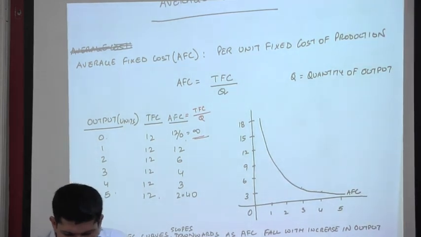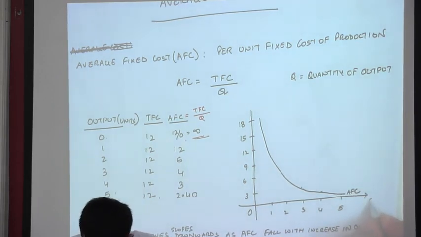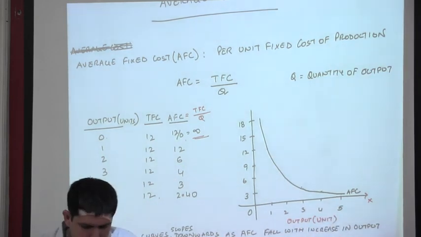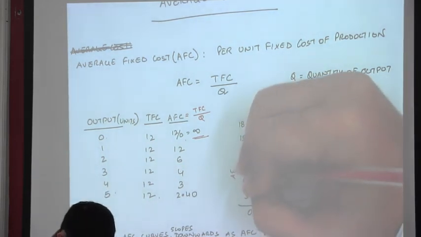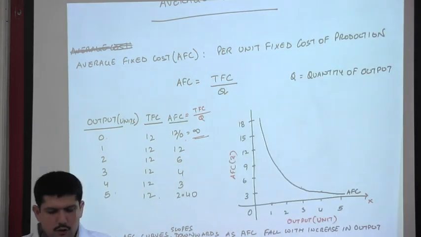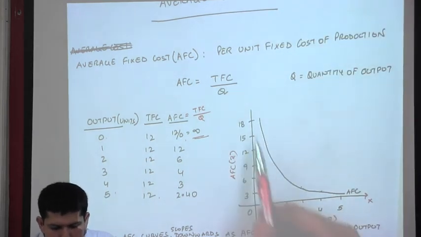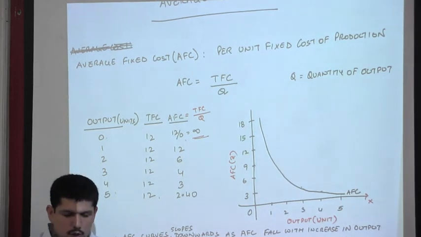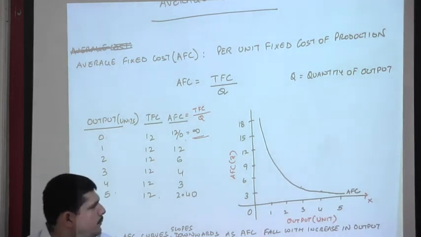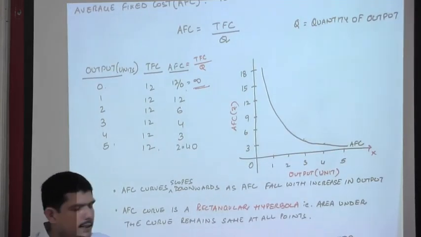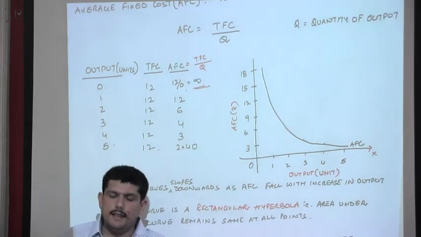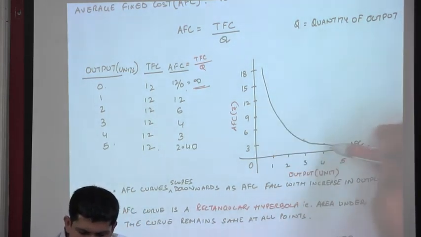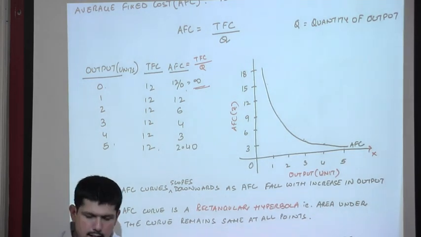As the output increases, this x-axis is our output, right? And this is our average fixed cost in terms of rupees, right? So as output is increasing, our average fixed cost is falling. The shape or the slope of the curve is that it's a rectangular hyperbola, and the area under any point under this curve will always be the same.